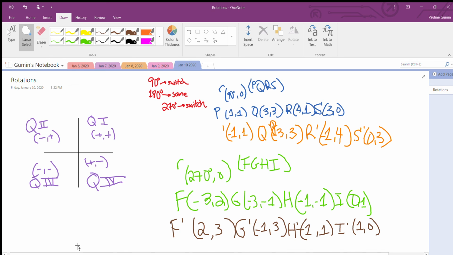All right, well, that's about it. The only difference when we're doing 180 degrees is we're not going to flip-flop the numbers. They're going to stay just the same, and we're only going to pay attention to the signs depending on the quadrants that they end up in.